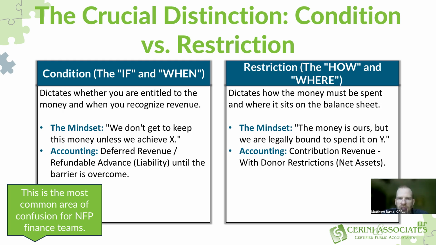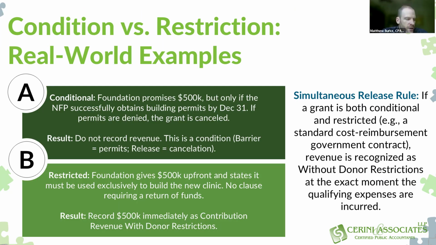So we started with this because it is, like I said, the area that we are finding the most issues. Some real world examples here. Let's say a foundation promises $500,000, but only if the nonprofit successfully obtains building permits by December 31st. The permits are denied, the grant is canceled, the money goes back. So there's no revenue recorded here. There's no contribution recorded because a condition hasn't been met yet. Once a condition is met, it becomes income.